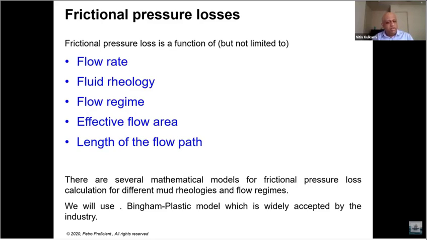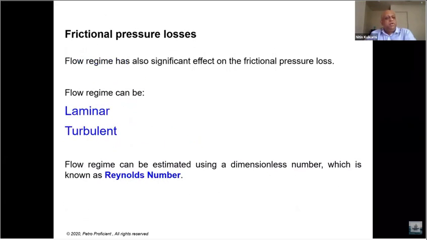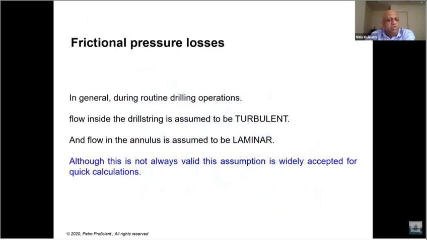Now there are some mathematical models available to calculate friction pressure loss for different rheology and flow regimes, and we will quickly have a look at them here. When you circulate flow, your flow regime could be either laminar flow or turbulent flow. Now, the flow regime is decided by something we call the Reynolds number. If the Reynolds number is more than 2100, your flow would be turbulent. If it is less than 2100, it would be laminar.